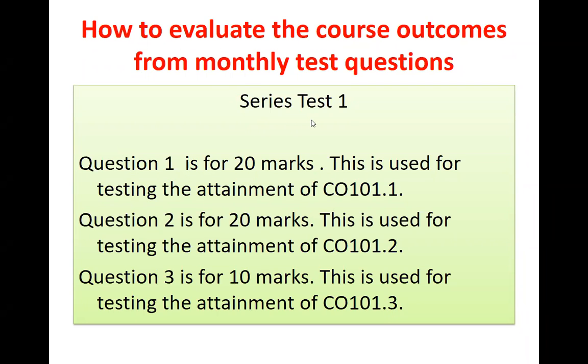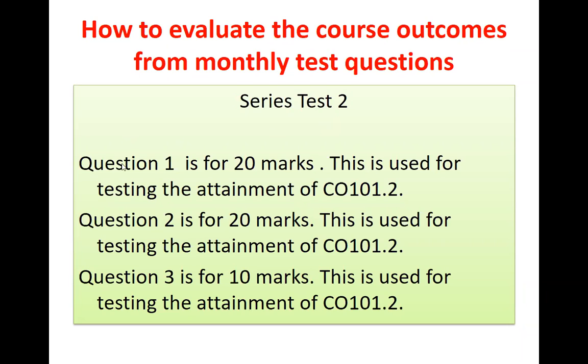For my course, I have got 3 course outcomes. And in series test 1, these are the marks that I assign for each question. Question 1 is for 20 marks. This is used for testing CO101.1, that is the first course outcome. And the second question is for 20 marks. This is used for testing the attainment of course outcome 2. And the third question is for 10 marks. This is used for testing course outcome 3. Okay, so this is for series test 1.